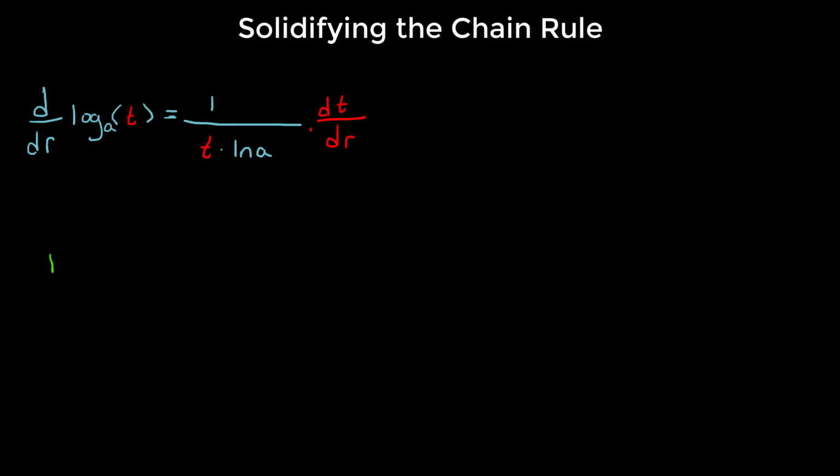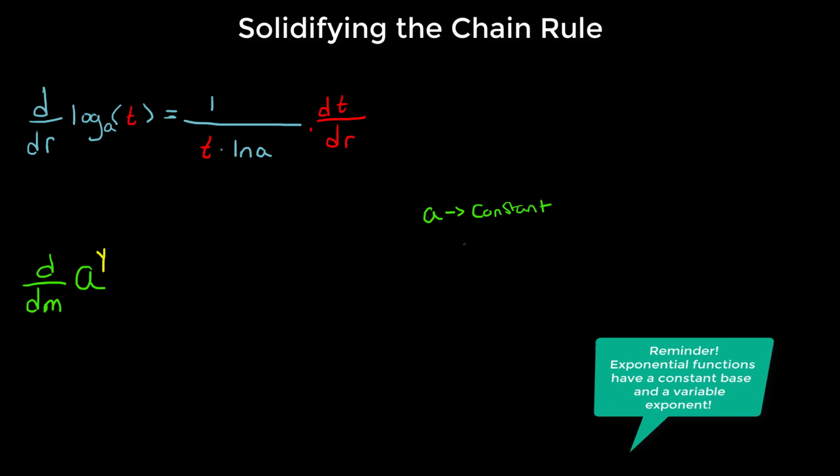So let's say we have the derivative with respect to, let's go ahead and say m, the derivative of something with respect to m, and that something just so happens to be a raised to the y power. So we have the derivative of a to the y with respect to m. So here, a is a constant. We need to go ahead and note what our constants are and what's changing. So on the side here, I'm going to note that a is a constant. Also going to note that we're taking the derivative with respect to m.